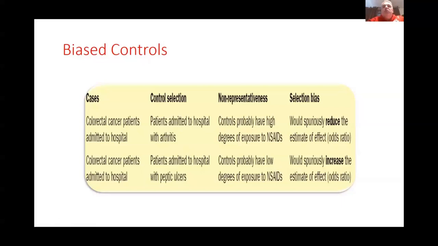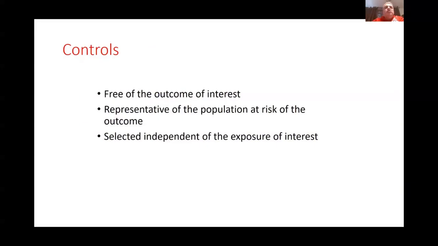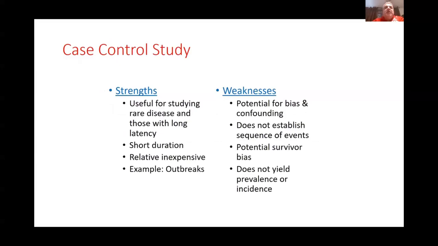Sorry about that. Selection bias also seriously reduces the estimate of effects, the odds ratio. When I have selection bias in selecting my controls or my cases, it will really affect the validity of my results. The controls should be, as I said, free of the outcome of interest, representative of the population at risk of the outcome, and selected independent of the exposure of interest.